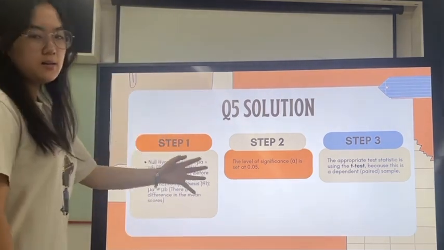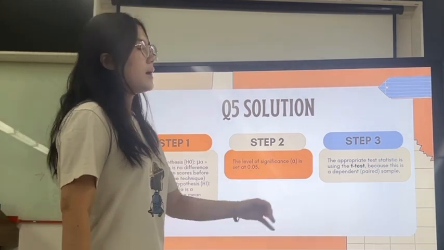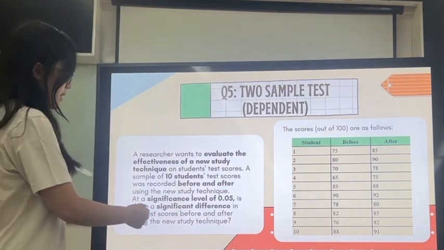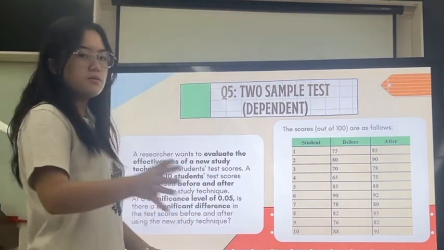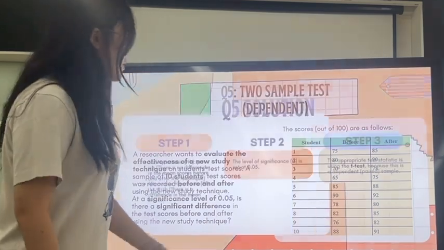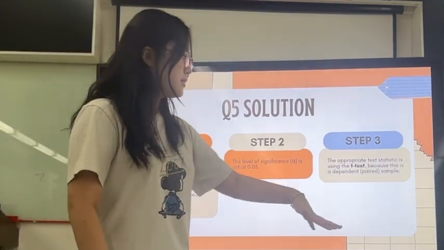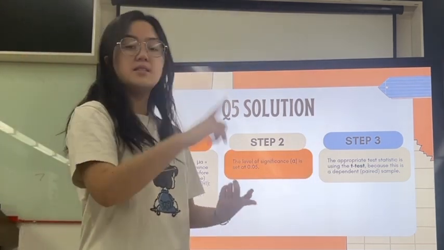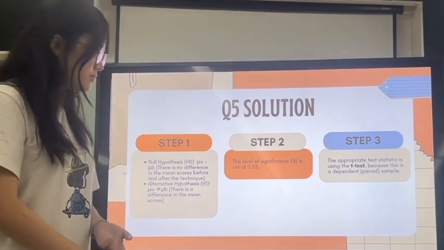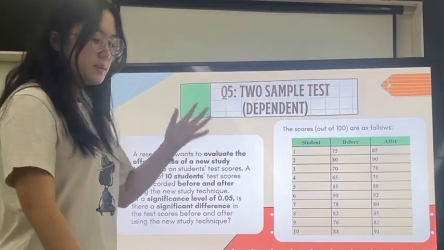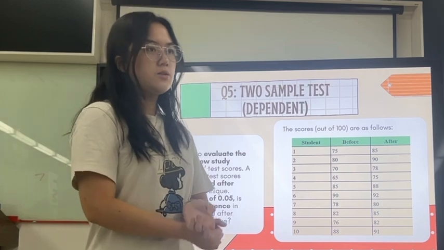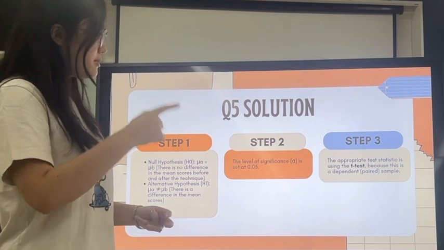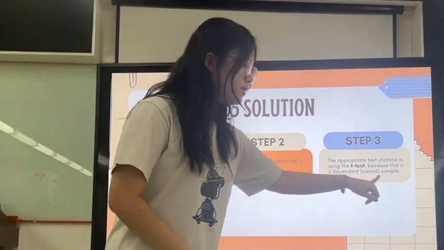Okay, that's done. We're gonna go to step 2, which is finding the significance level. And again, from the question, we find that the significance level is 0.05. So that's done. Step 2 is done. Next, again, is step 3, deciding whether we're going to use the t-test or the z-test. And for the dependent, we're obviously going to use the t-test. So dependent is always using the t-test because this is a dependent paired sample.